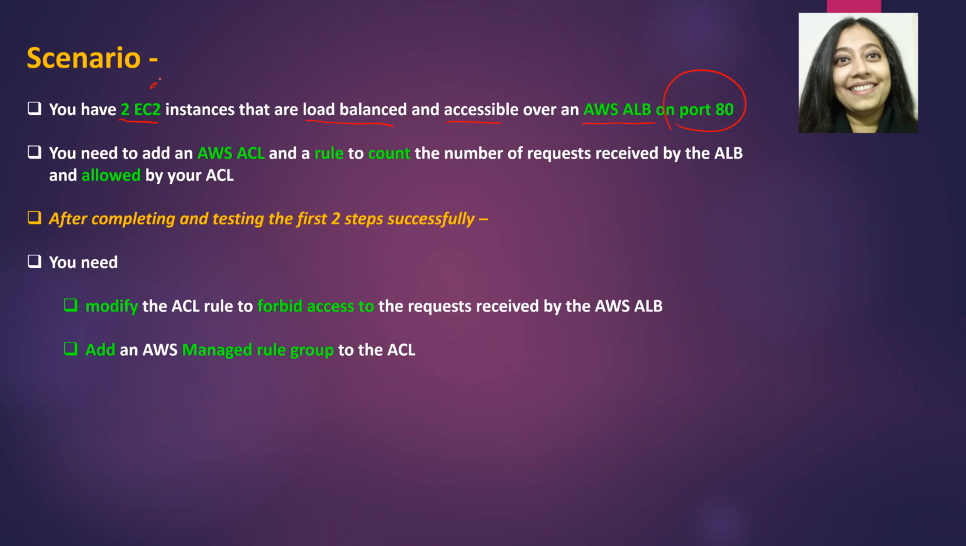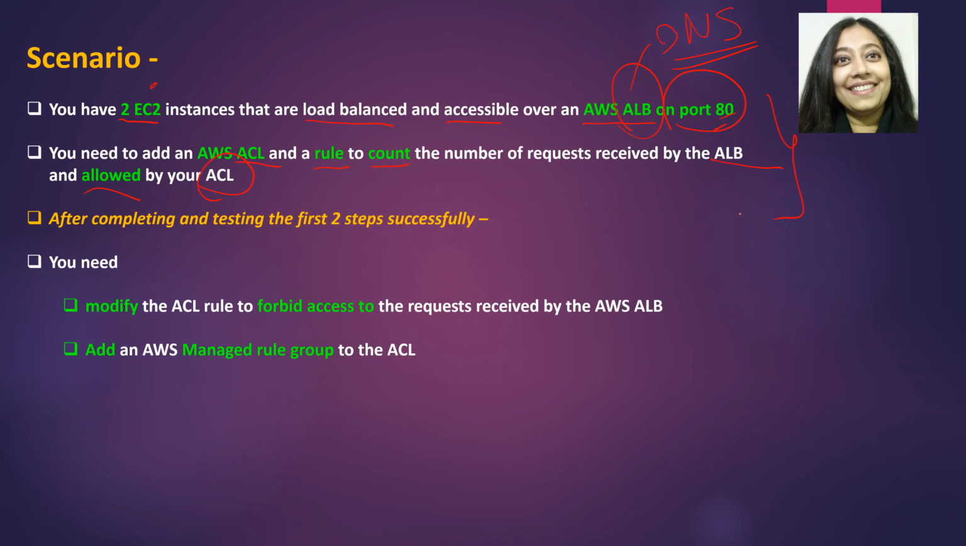So once you have your two EC2 instances which are load balanced over an ALB and that ALB is accessible over port 80, use your ALB's DNS to access the HTML page on these EC2 instances. Once you've finished this, the next thing you need to do is add an AWS ACL, or access control list, and a rule to count the number of requests received by the application load balancer and allowed by your ACL and/or your rule. So we will see how we are going to do that.